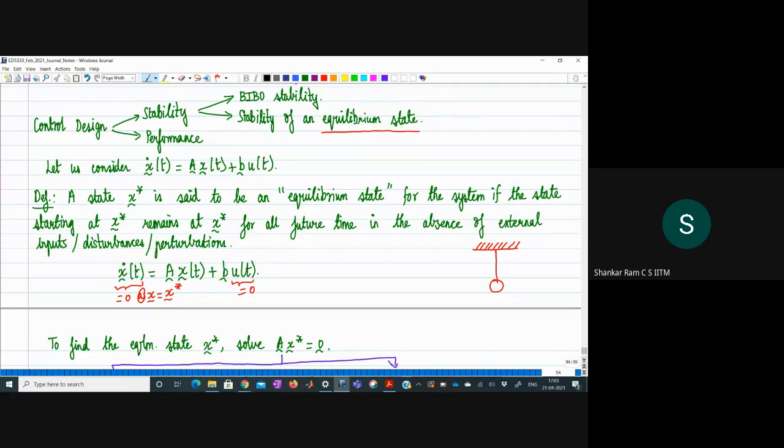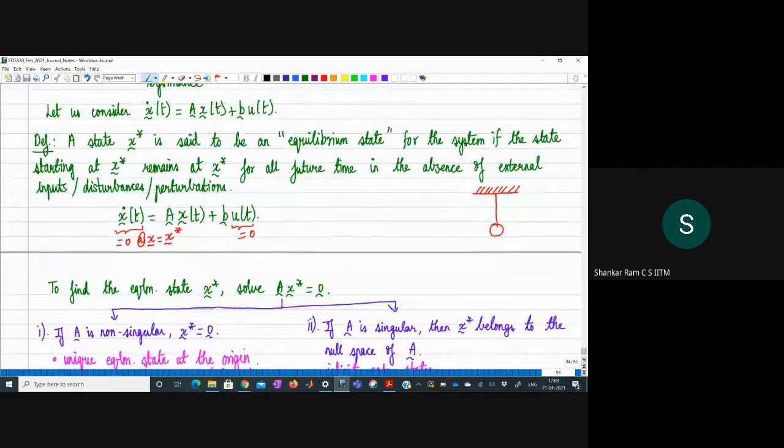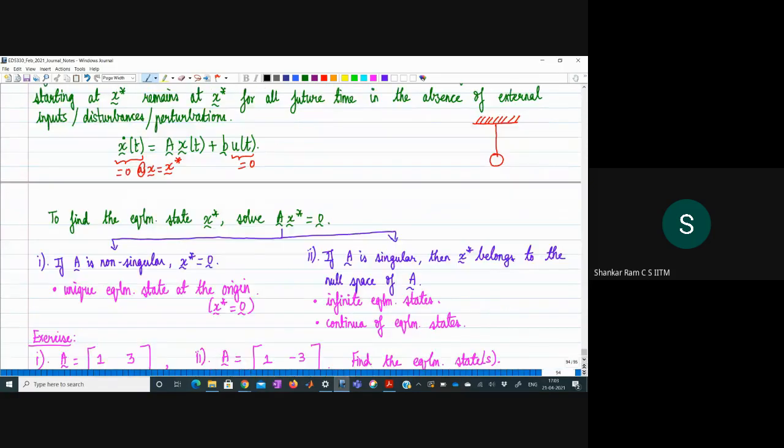So now, how do we calculate the equilibrium state given the state space representation? Suppose we have a single input, single output system, x dot equals Ax plus Bu, and we want to calculate the corresponding equilibrium state. Of course, there is no external input, right? So u of t is 0, and the state doesn't change from x star once it starts there. So x dot at x star will be equal to 0. So we just solve A x star equal to 0.